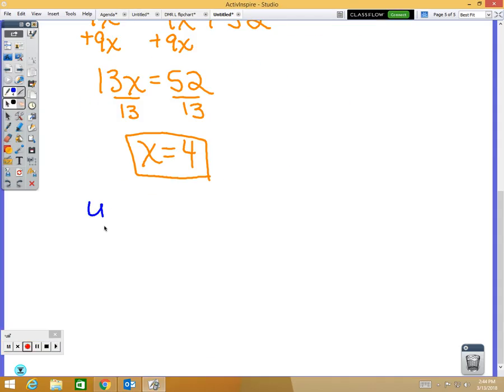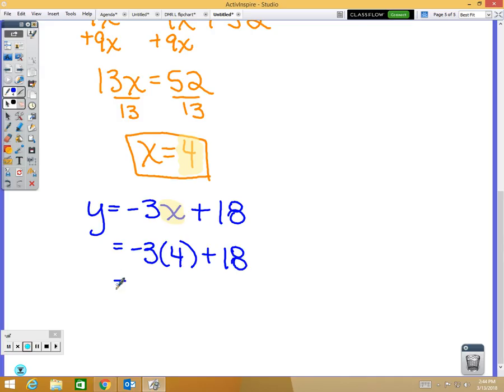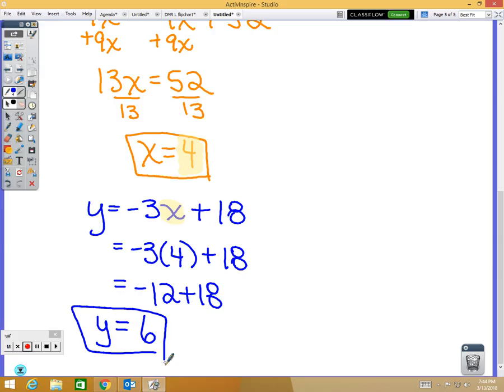So again, we had y equals negative 3x plus 18. And I'm replacing this x with this 4. What'd you get? 6. That's what I got too. Good. So our final answer, our ordered pair is 4, 6. Remember, that's our whole goal, is to write that ordered pair. Our x value and our y value.